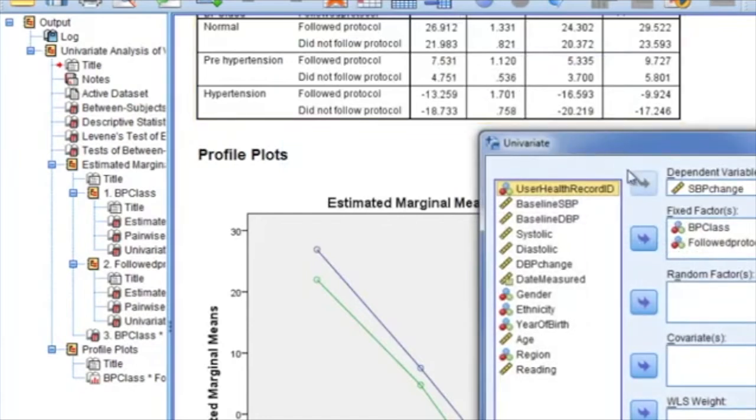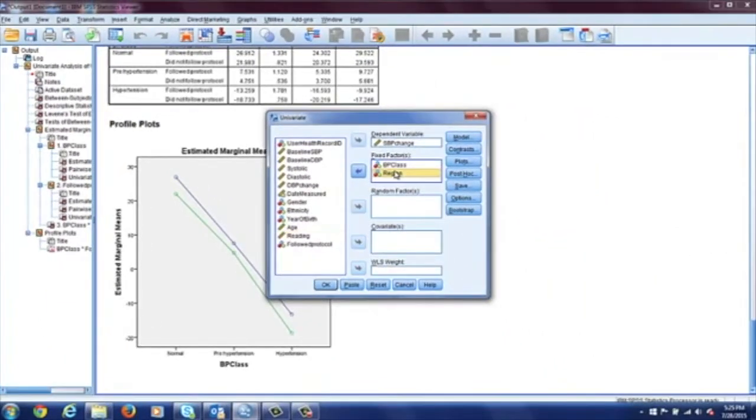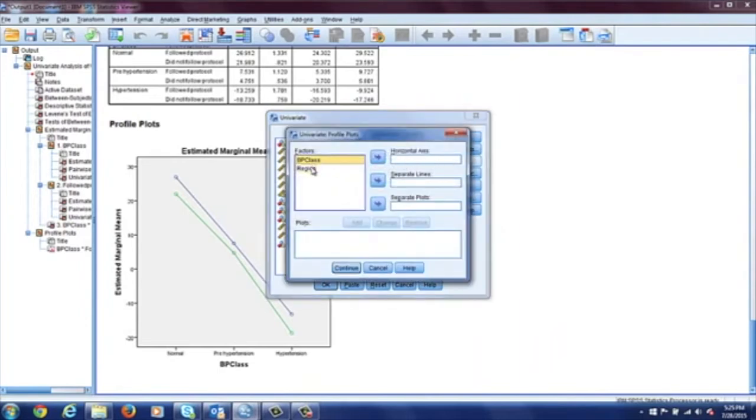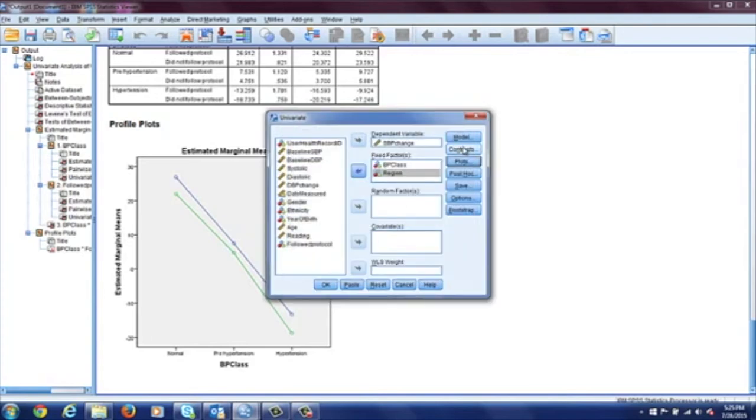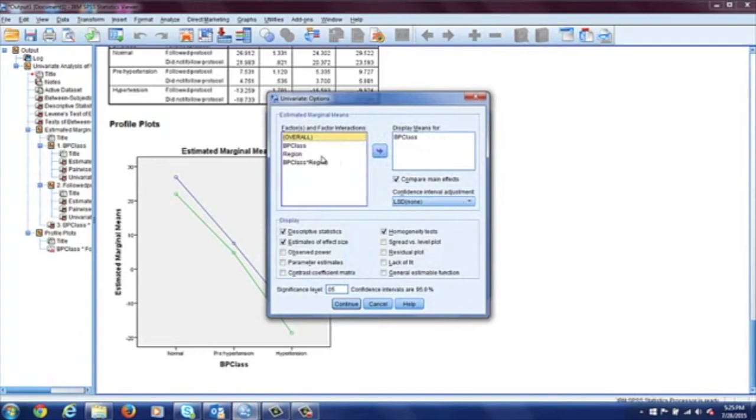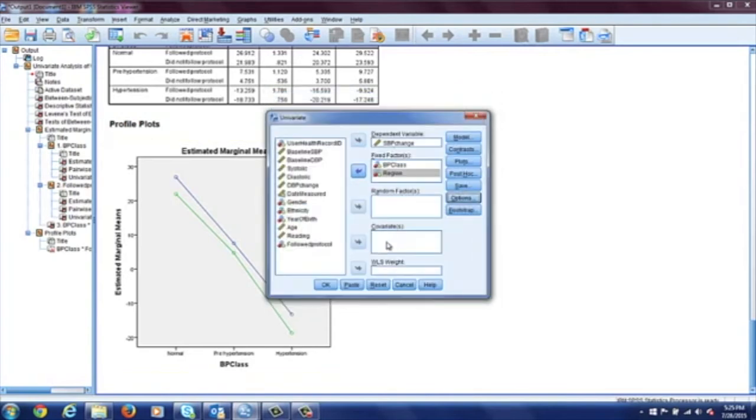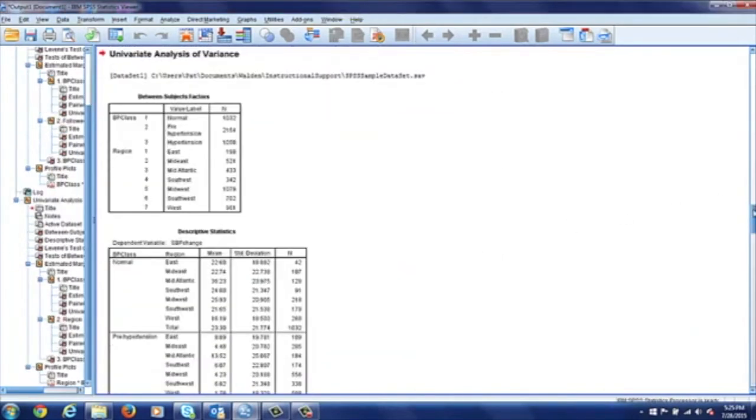So instead of taking followed protocol, let's put in the region of the country. Now we're going to have to reset our plots here. And we're going to have to reset our main effect for region and our interaction for blood pressure class and region. Click Continue and OK. And now let's take a look.